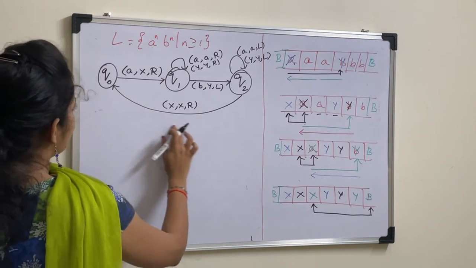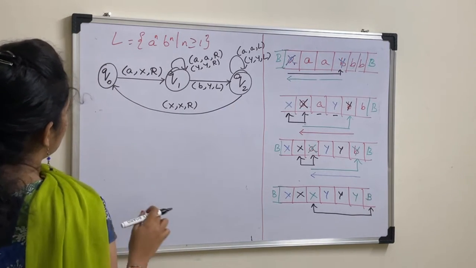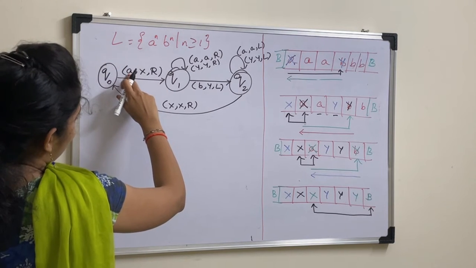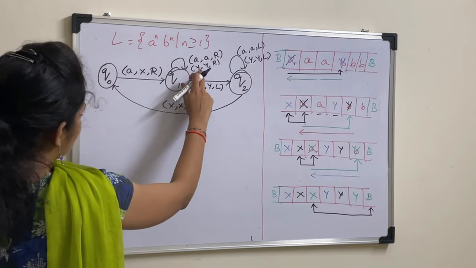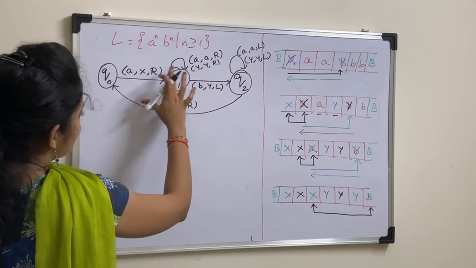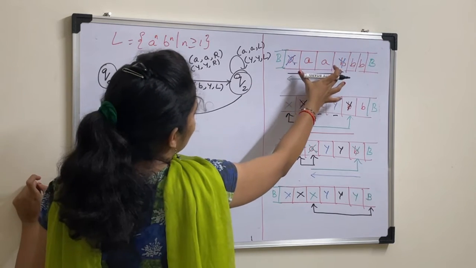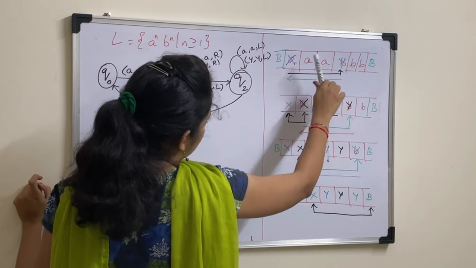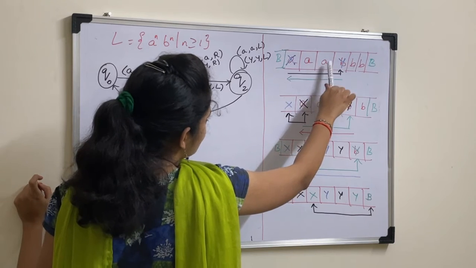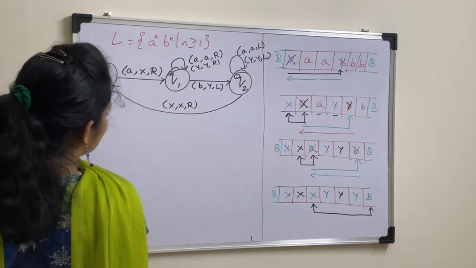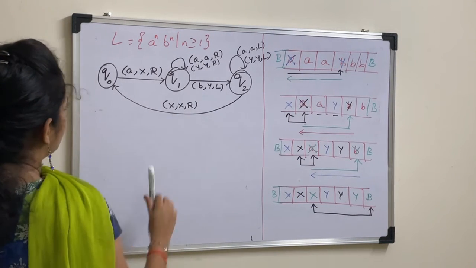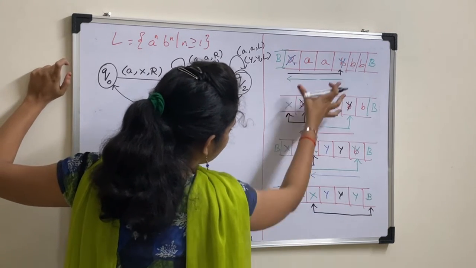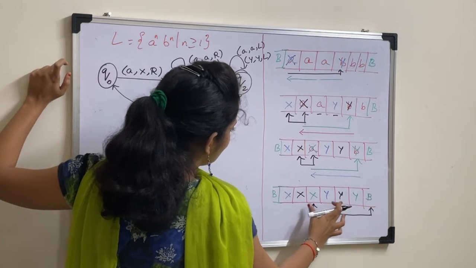Why is this taken as a loop? Because it is the same process, that means changing this A to X and changing B to Y. This process is the same until the complete tape is filled with X and Y's. So you need to repeat the process for any number of A's and B's. So we kept this loop.